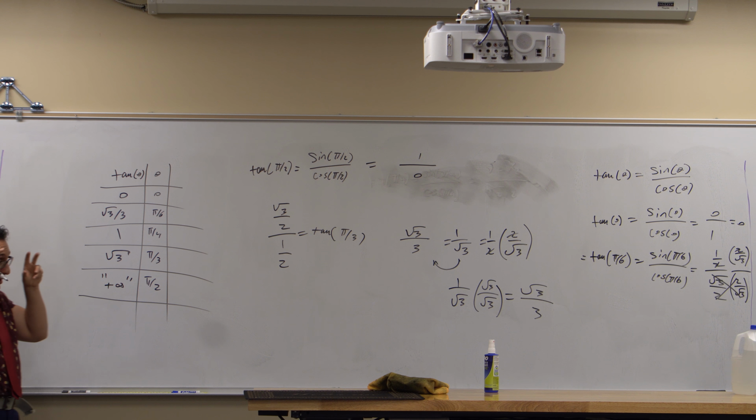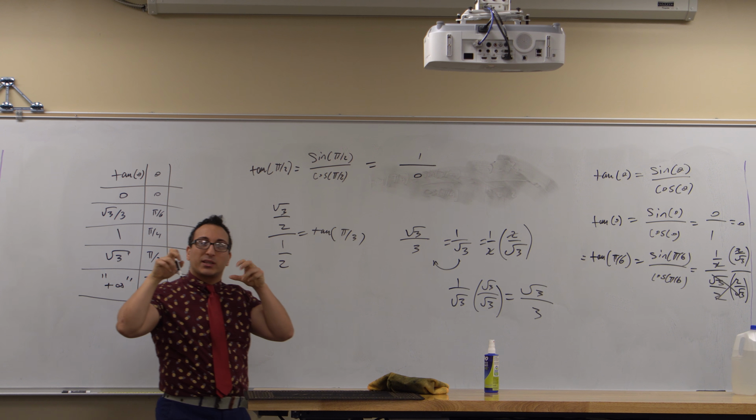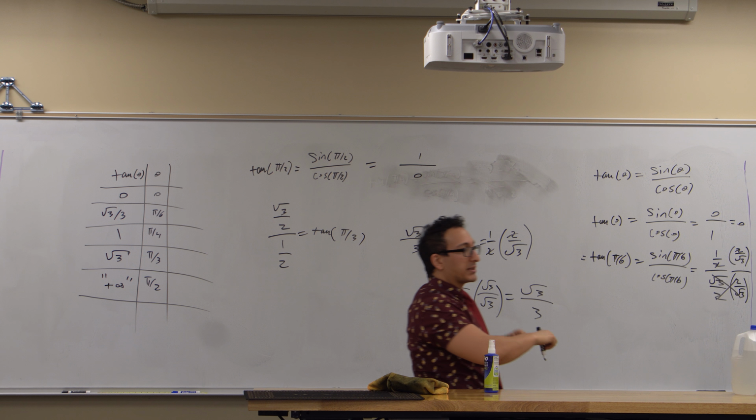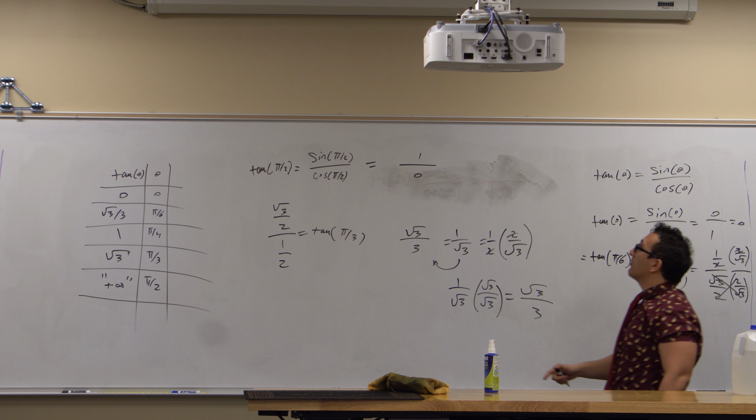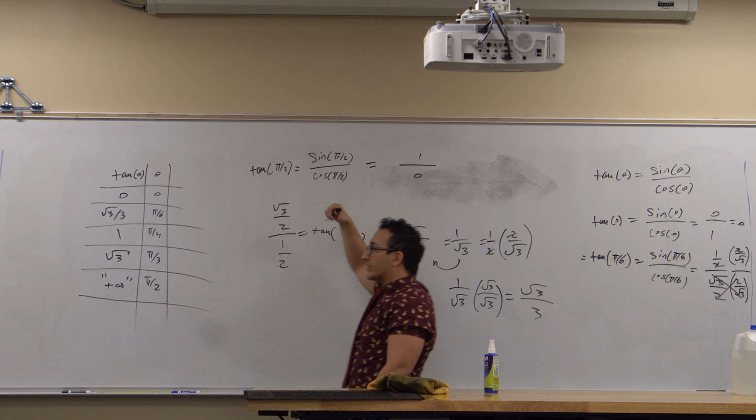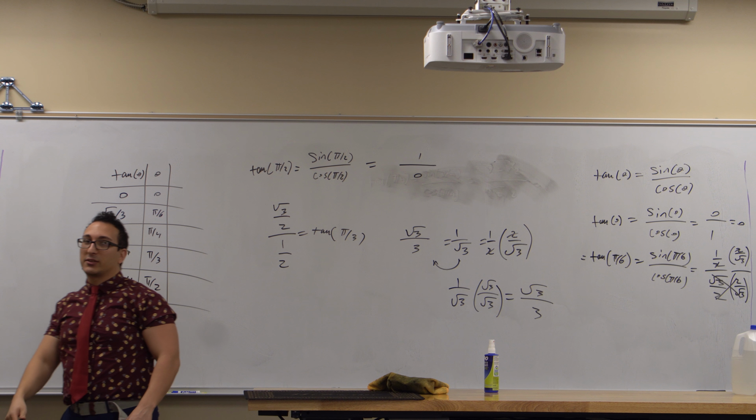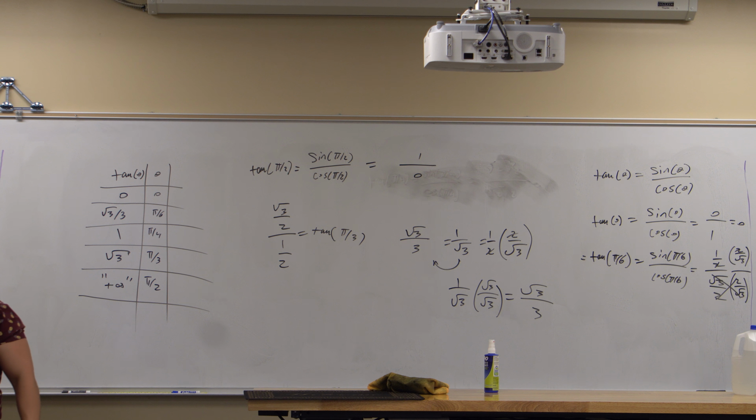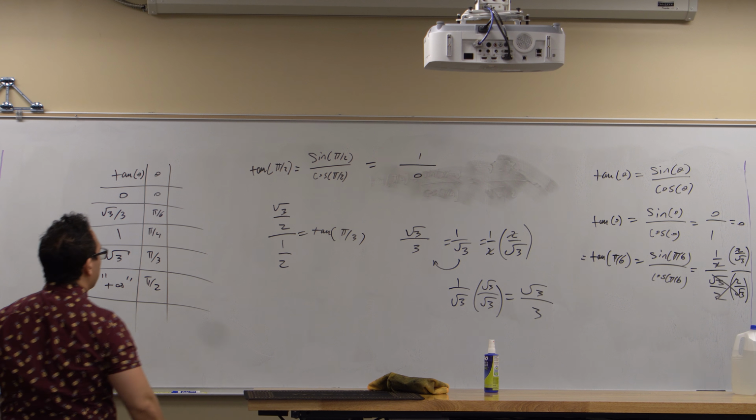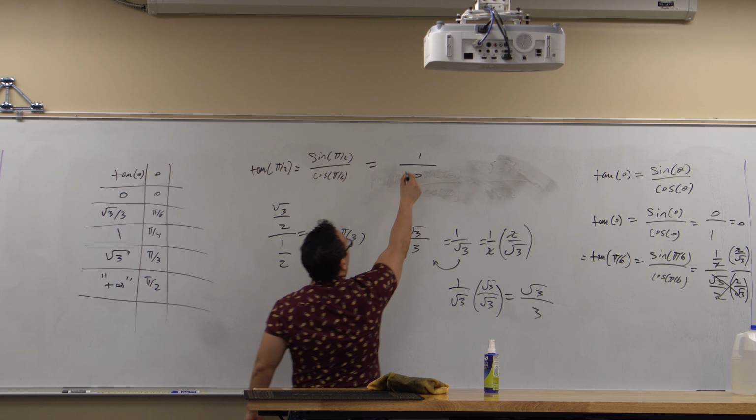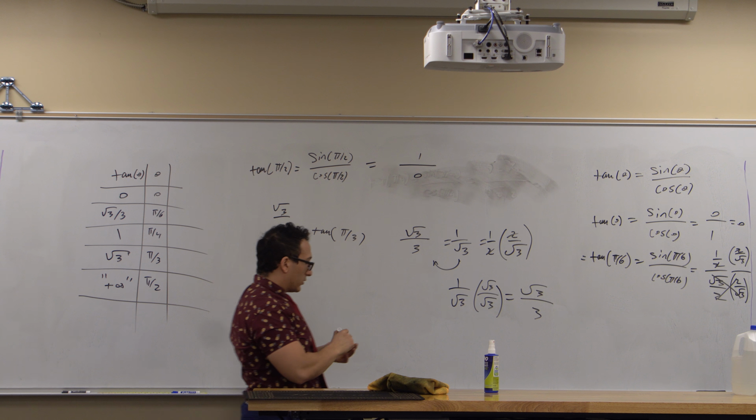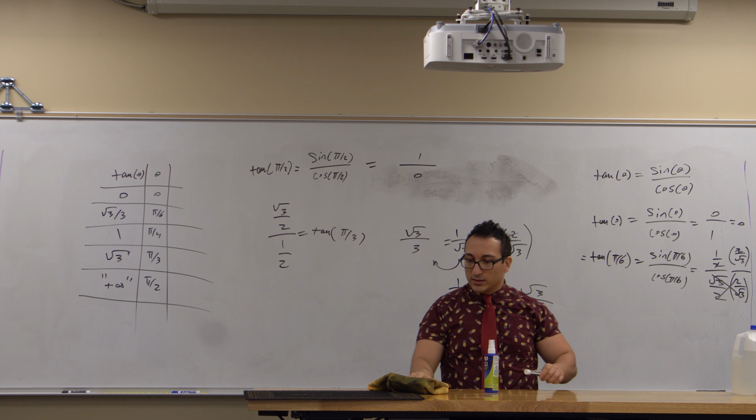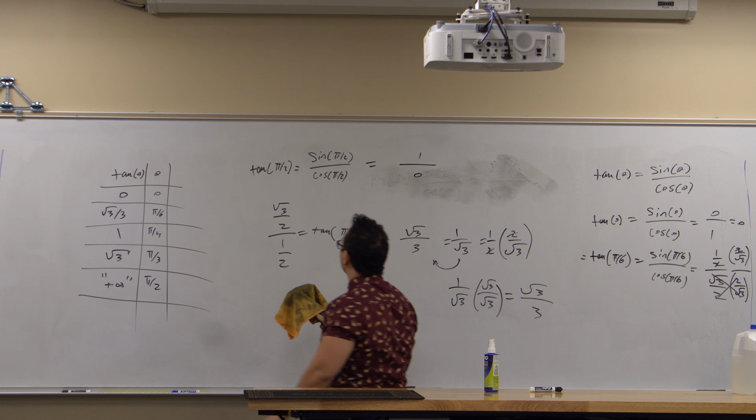Why I put quotations? Because we don't really divide by 0. But if we could, something infinitely small in the denominator with some finite value in the numerator would give you something towards positive infinity. And if we had a negative sign here, it would give us something that's towards negative infinity. Okay? So, now that I've said that, let's discuss what this means about tangent inverse.